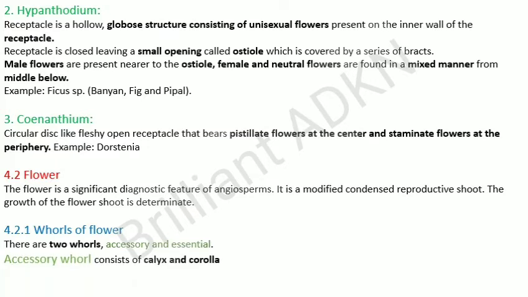Accessory whorls consist of calyx and corolla. Essential whorls consist of androecium and gynoecium. The androecium is the male part and the gynoecium is the female part of the flower.